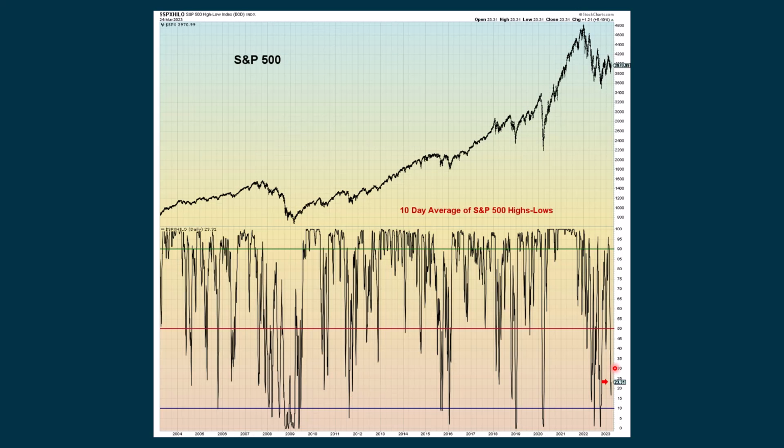And then a 10-day average of the S&P 500 highs minus the lows. Also, when we look for an extreme negative reading, the market will often bounce up out of that. When we get to an extreme positive reading, the market may be exhausted at that point. We've been falling back down. Even though we bounced a little bit this past week, this is still negative overall.